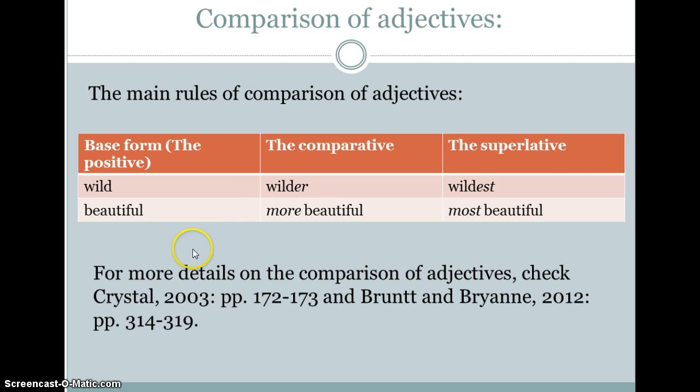For more details on comparison of adjectives, for instance, there are some spelling rules and there are some rules about how many syllables there have to be in a word for you to be able to use the -er, -est way of comparing adjectives. You can find much more in David Crystal, pages 172 to 173, and in Bryant and Brian, pages 314 to 319.